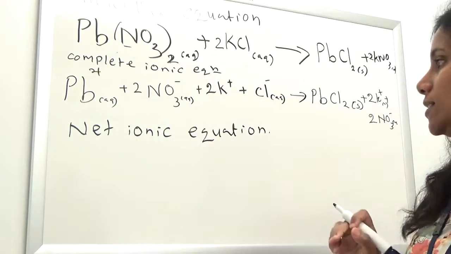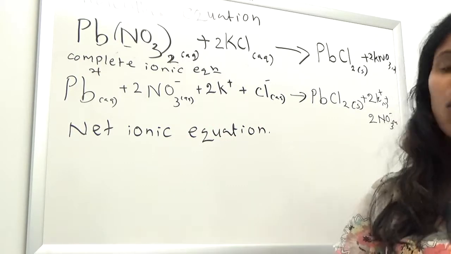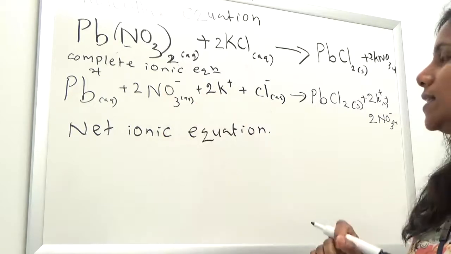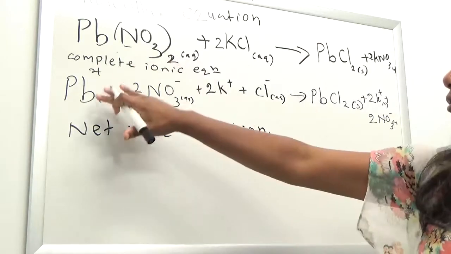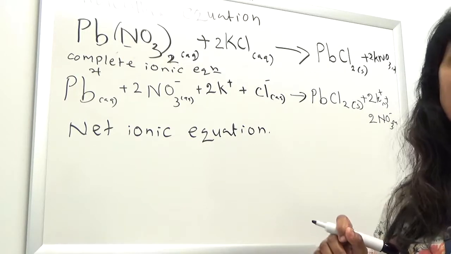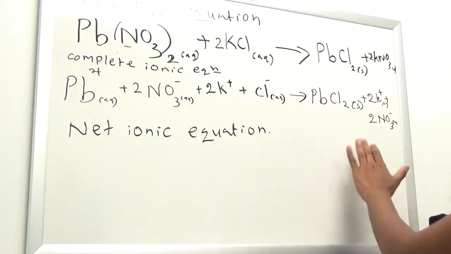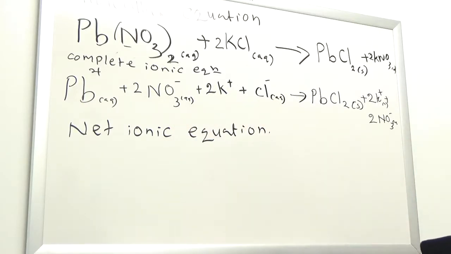So you have the complete ionic equation. You look at the spectator ions. What are the spectator ions? Spectator ions are the ions present on both the reactant and product sides. You can cancel out the spectator ions. Why? Because the ions present on both sides are not involved in the reaction. Spectators, they're just watching the reaction.